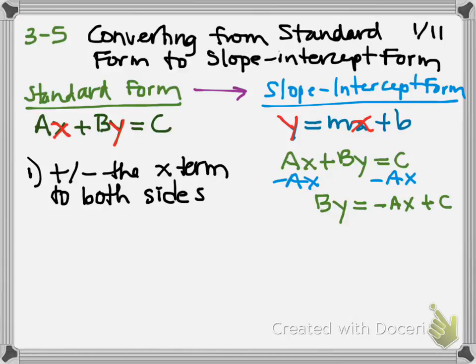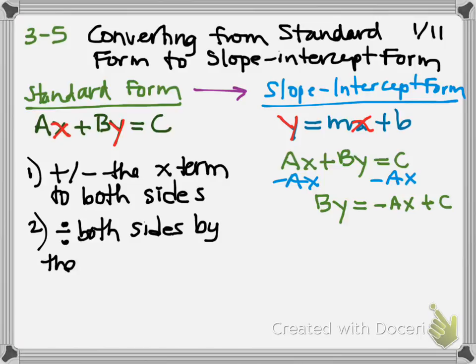All right, so looking at the equation that we've got to now, by equals negative ax plus c, what do I need to do to get it into slope-intercept form? What's my next step? Liam? Yeah, and how am I going to do that mathematically? Divide both sides. Yeah, divide both sides by the coefficient of the y term.